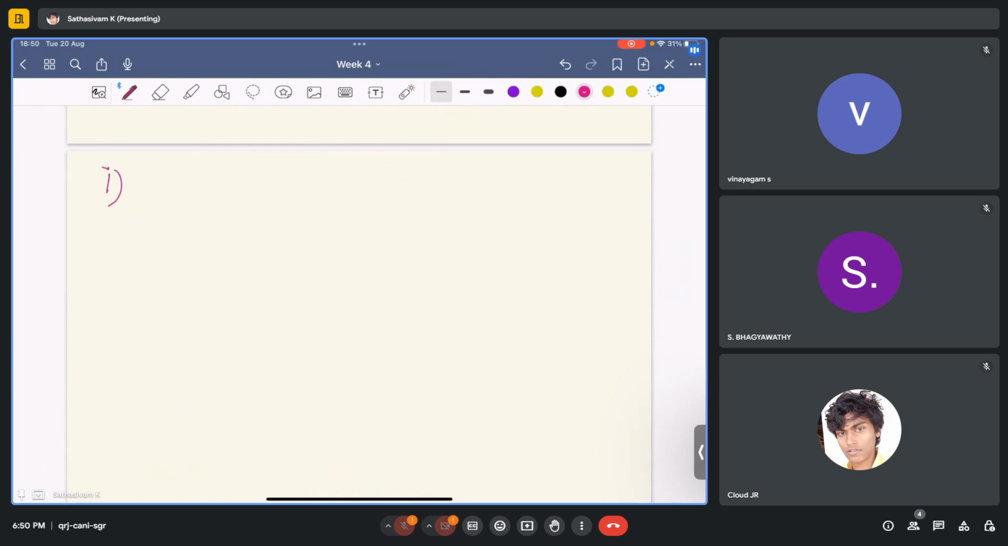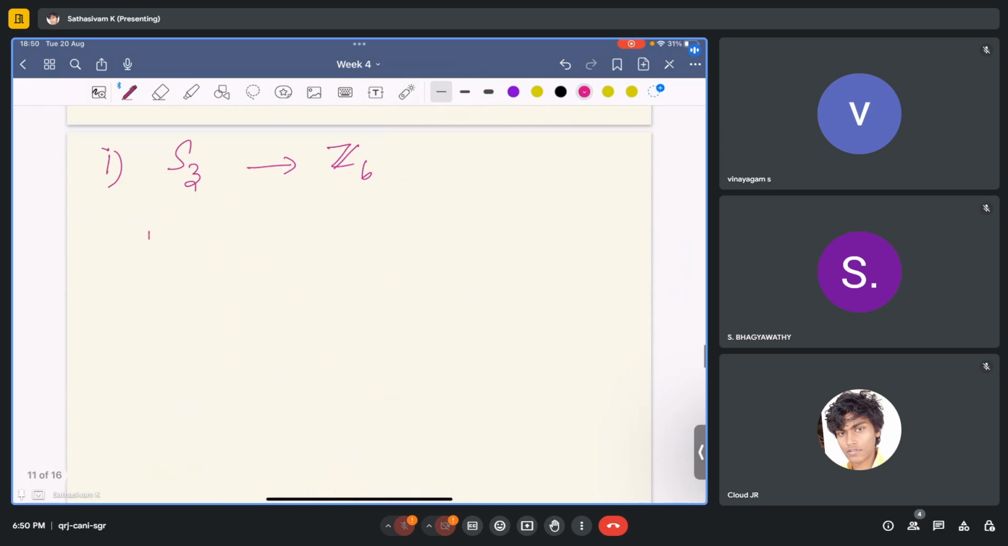The first one says we have to find all the homomorphisms from S3 to Z6, right? So let's look at the normal subgroups of S3. We have the trivial subgroup, which is normal, and S3 is a normal subgroup. We have also proved that the subgroup generated by the 3-cycle, 1, 2, 3, is normal. Okay, so these three are normal subgroups, as we know.